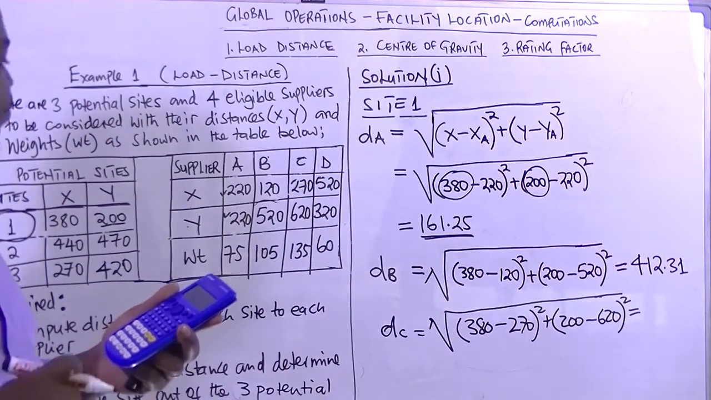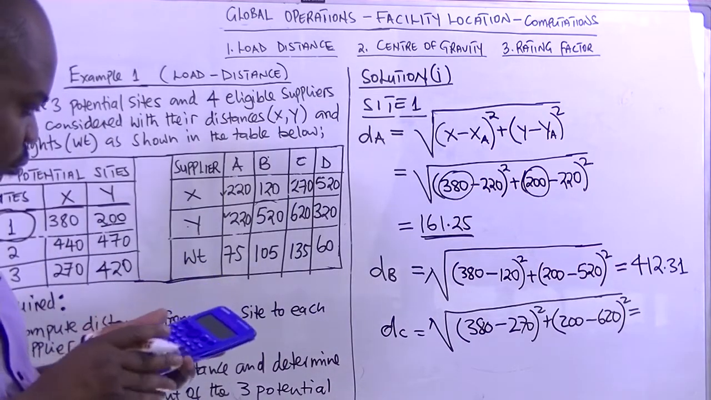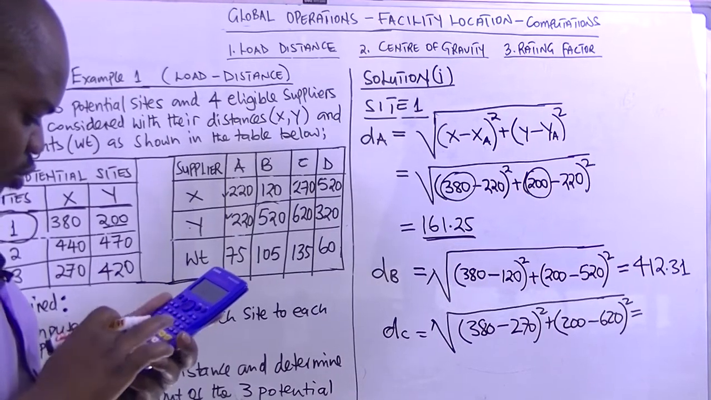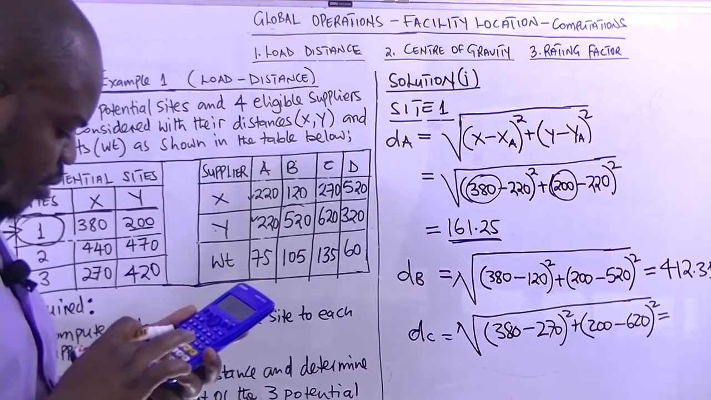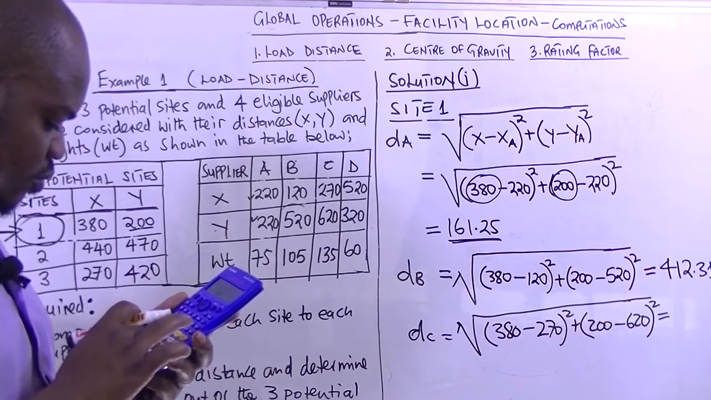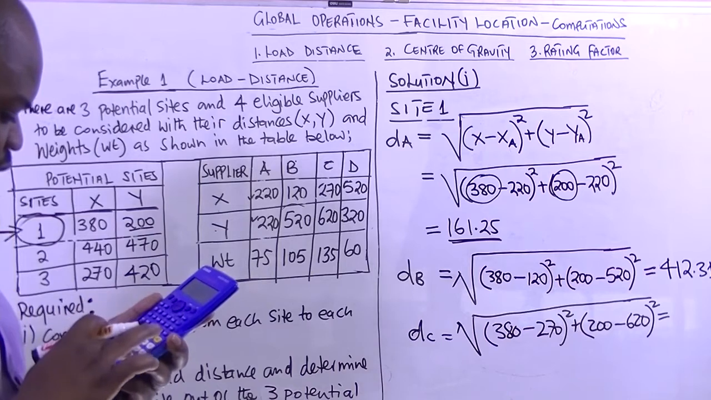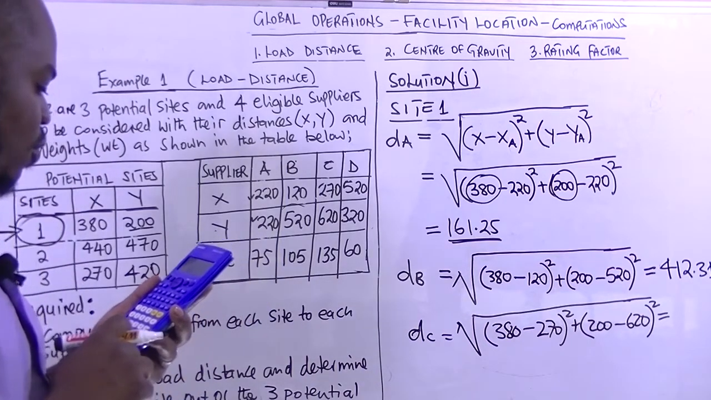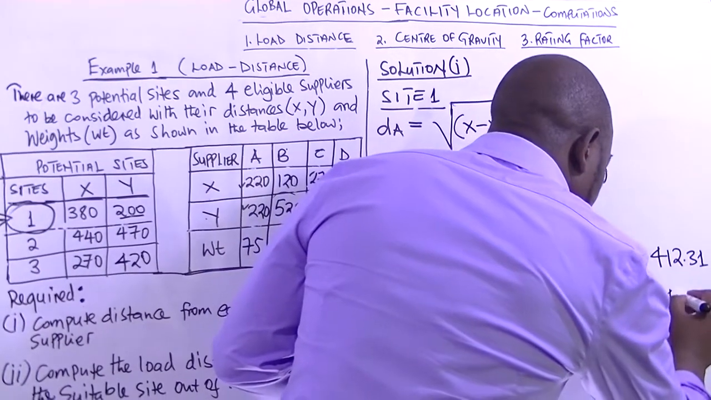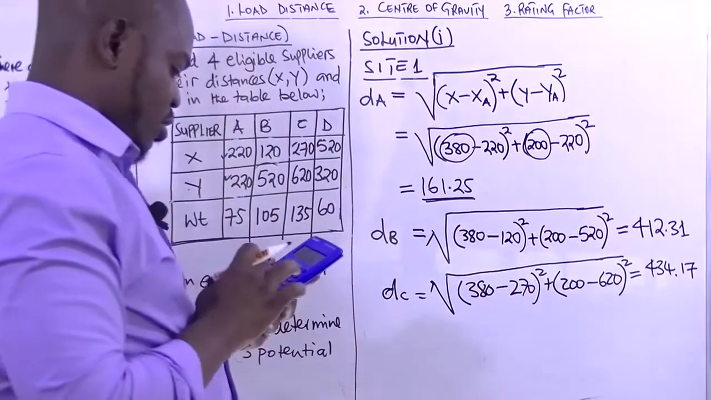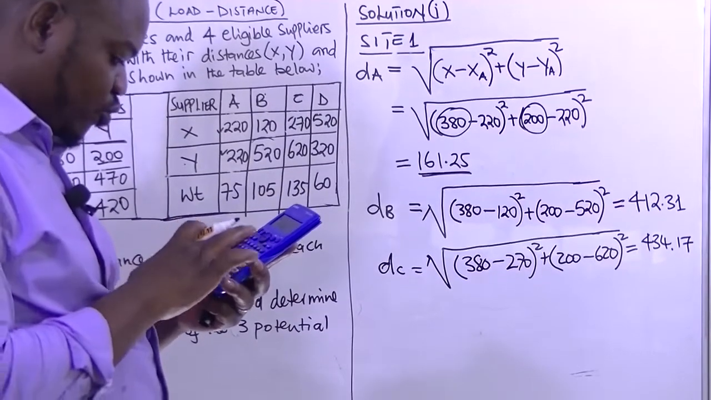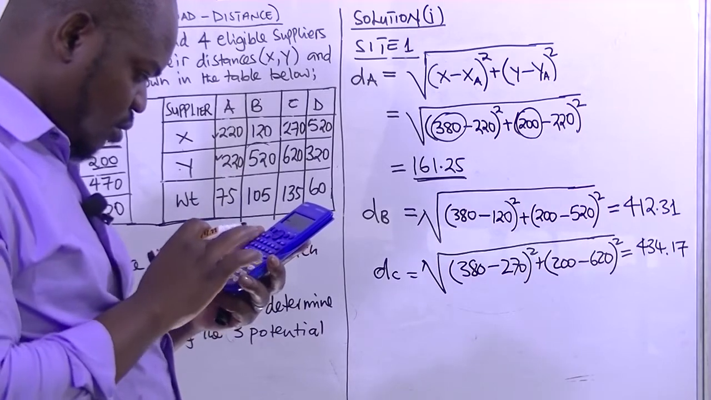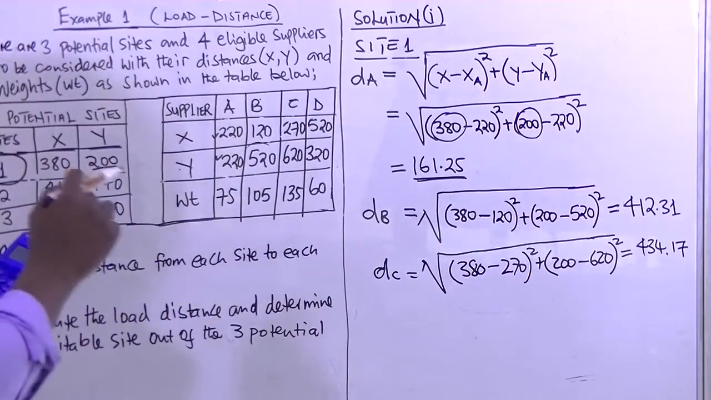Let me process that on the calculator. Open brackets, 380 minus 270 squared plus 200 minus 620 squared. I have 188,500, and then I square root that answer. I have 434.17. Okay, just to confirm quickly. That's it, absolutely. So we have 434.17.